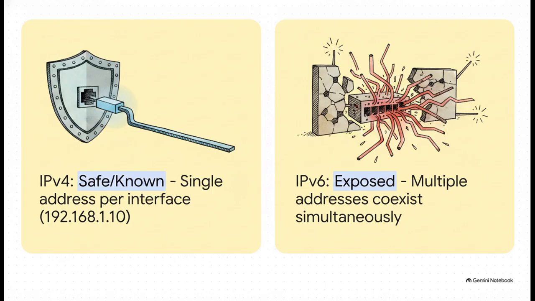Multiple addresses coexist simultaneously on a single interface. You've got your link local address starting with FE80, your global unicast address, and temporary privacy addresses, and they are all actively functioning at the exact same time. If you just copy-paste your old IPv4 assumptions onto this new reality, well, your firewall rules and access control lists are going to break, and they'll do it completely silently.